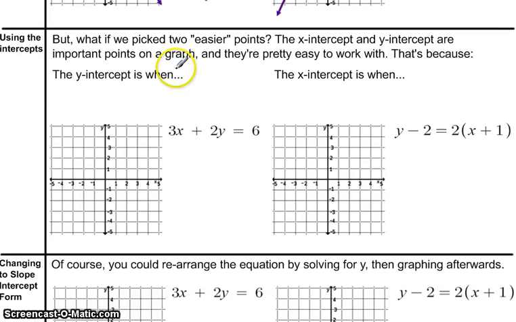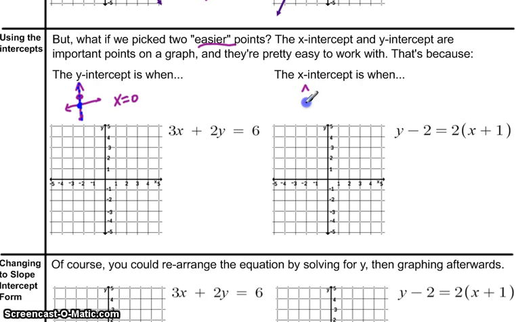What if we picked 2 easier points? The x-intercept and y-intercept are important points on a graph, and they're pretty easy to work with. That's because on a graph, any point on the y-axis is when x equals 0. I mean, that makes sense. If you're going to be on that y-axis right here, that's 0 for x, right? We haven't gone left or right on the x-axis at all.